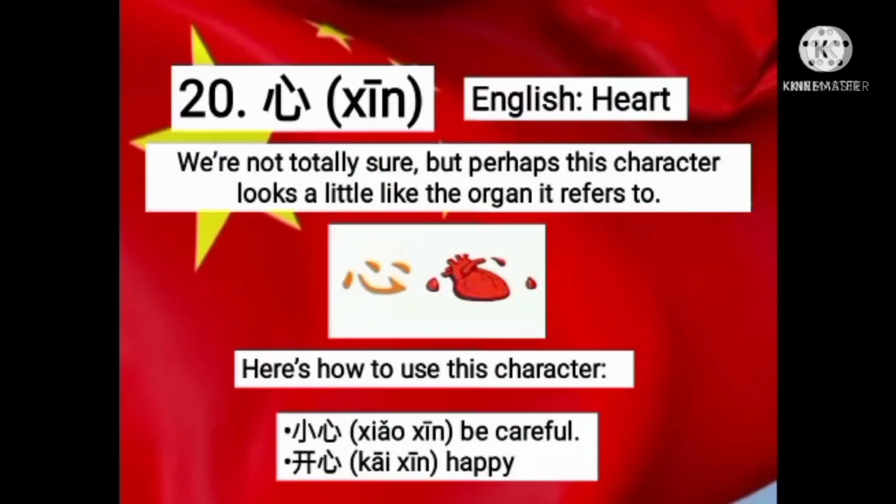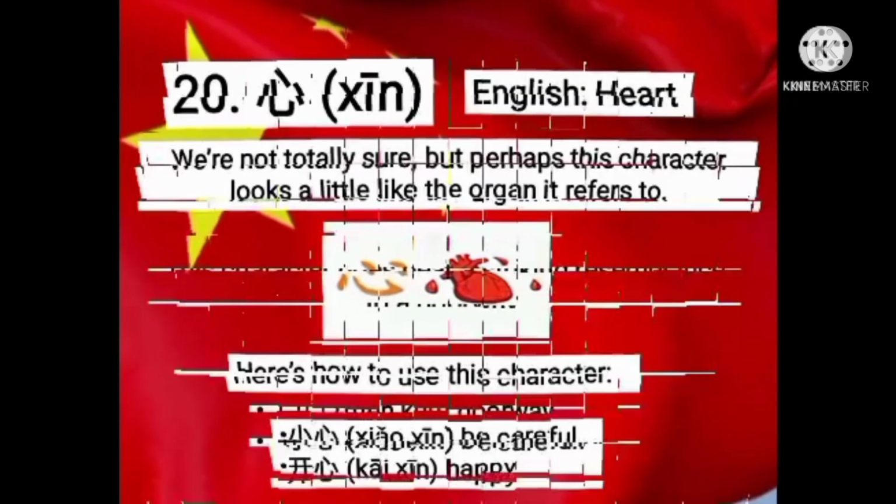Next is Xin, which means heart. We're not totally sure, but perhaps this character looks a little like the organ it refers to. Here's how to use this character. Xiao Xin means be careful. Kai Xin means happy.